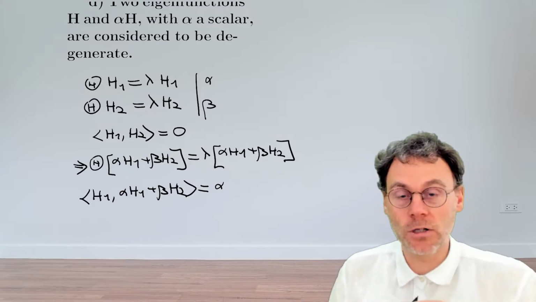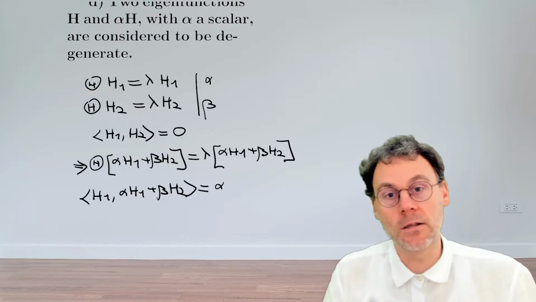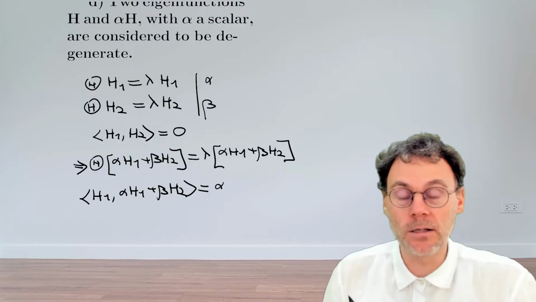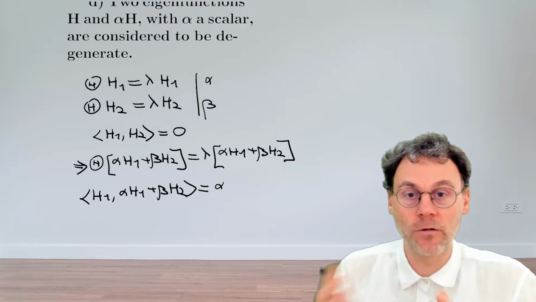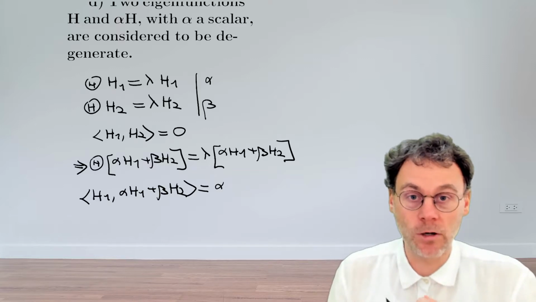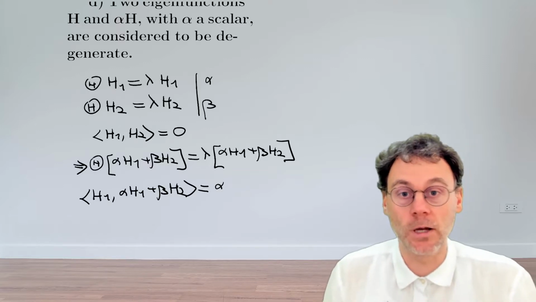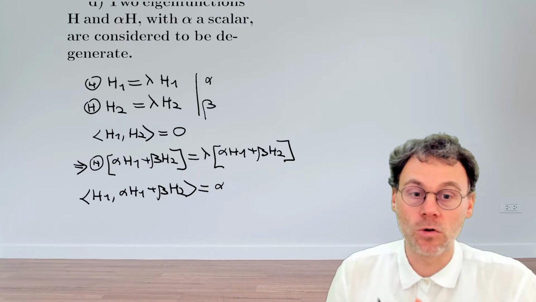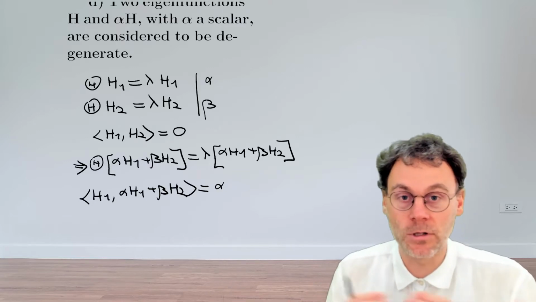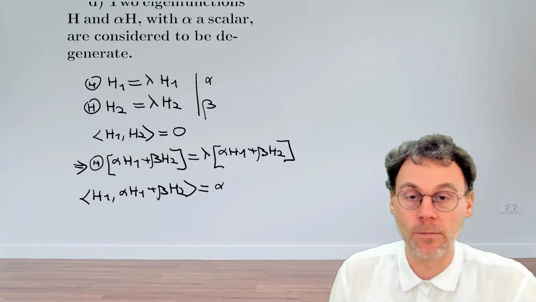The final question is about taking a solution and multiplying it by a constant. Now this is more like a semantic discussion, but if you have an eigenfunction and you multiply that by a number, this is still considered to be part of the same eigenfunction, the same equivalence class if you want. So h and alpha h are not considered to be degenerate separate eigenfunctions, but rather the same eigenfunction.